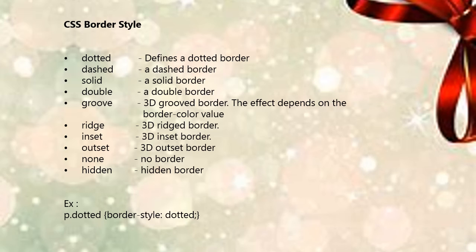The border style property can have from one to four values for the top, right, bottom and left border. For example, border-style colon dotted.